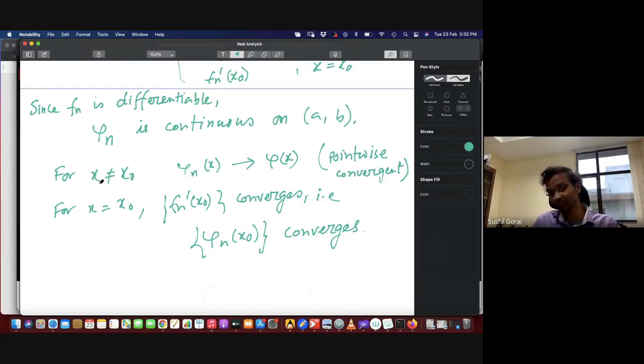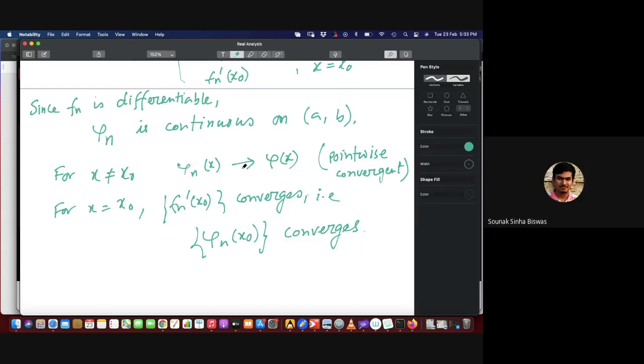And for x not equal to x naught, we know phi n converges to phi also, right? At x naught, this phi n converges, that part also we know. That will be some number. But what that number will be, that we don't know.